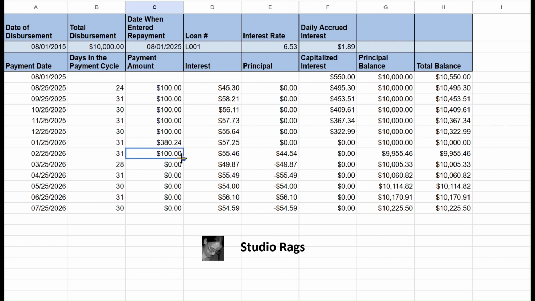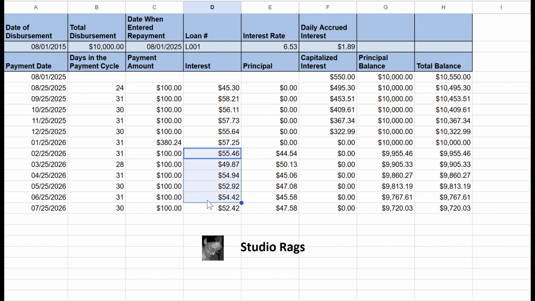So now, let's just assume that you're making $100 payments for the rest of the year, or through July anyway. So this gives you 1 year of payments. You see the interest amount is calculating. You see you now have a principal amount for each month. Capitalized interest is 0 because you don't owe any more of that. You've paid it all off. And now, come end of July, you've now reduced your principal balance.